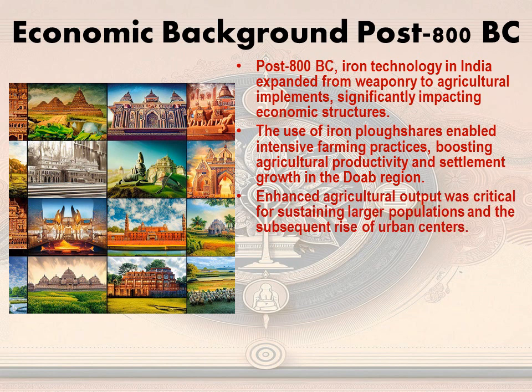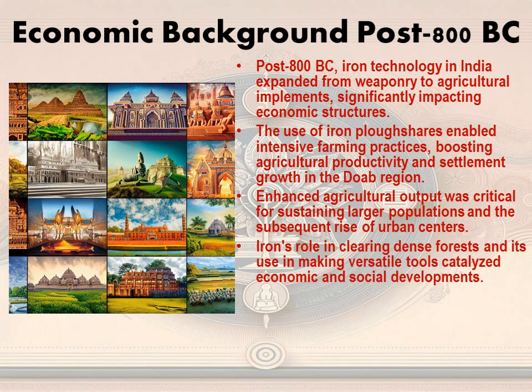Enhanced agricultural output was critical for sustaining larger populations and the subsequent rise of urban centers. People cannot survive without food, and the more food is produced, the more the population will increase. These are directly proportional, food and population. Now, when agricultural output was enhanced, that led to the growth of larger populations, and subsequently it led to the growth of urban centers.